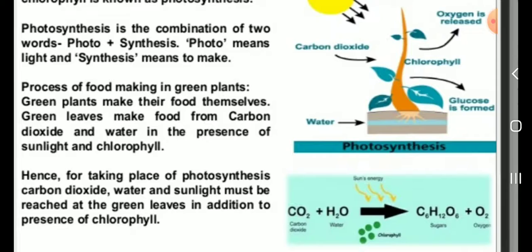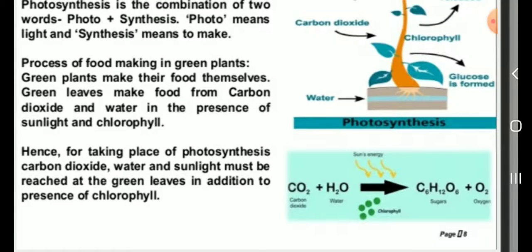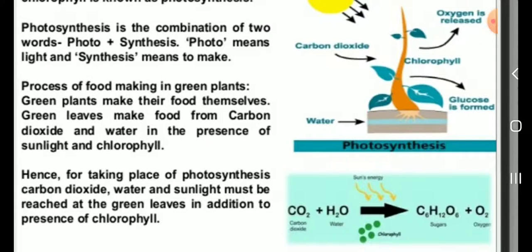Green plants make their food themselves. Green leaves make food from carbon dioxide and water in the presence of sunlight and chlorophyll. Hence, for photosynthesis to take place, carbon dioxide, water and sunlight must reach the green leaves, in addition to the presence of chlorophyll.